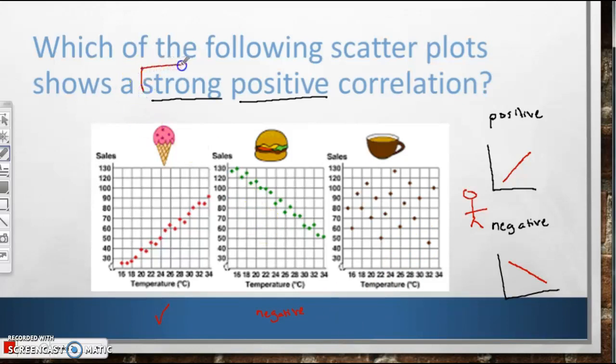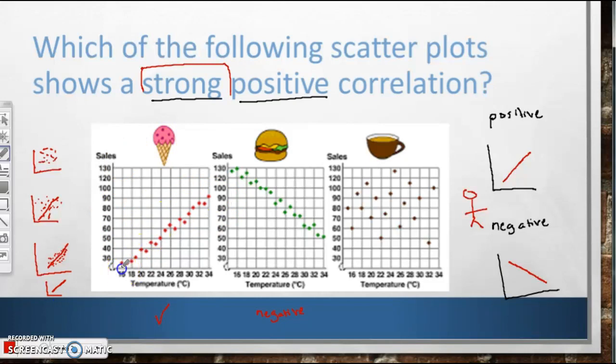All right, so then strong. Let's talk about what strong looks like. No relationship, or a super weak relationship, is when they're scattered all over the place. And then a weak relationship might be something like this, where you can kind of tell there's a relationship going on there, but it's not amazing. Strong is going to look more like this, where those dots are all really close to that line. And then, of course, perfect would be all the dots are on the straight line.